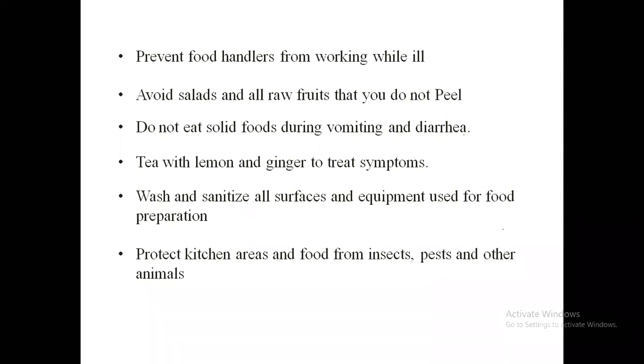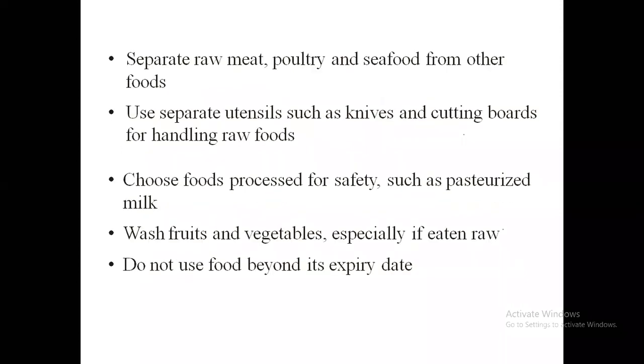Wash and sanitize all surfaces and equipment and protect the kitchen areas and food from insects, pests, and others. I think now we are all very widely following all these things. Separate raw meat, poultry, and seafood from other foods, and use separate utensils, knives, like cutting boards, for handling raw foods, and choose foods processed for safety like pasteurized milk. Wash fruits and vegetables, especially if eaten raw, because a lot of organisms can cause contamination. And do not use any kind of food before its expiry date, packed food or anything.